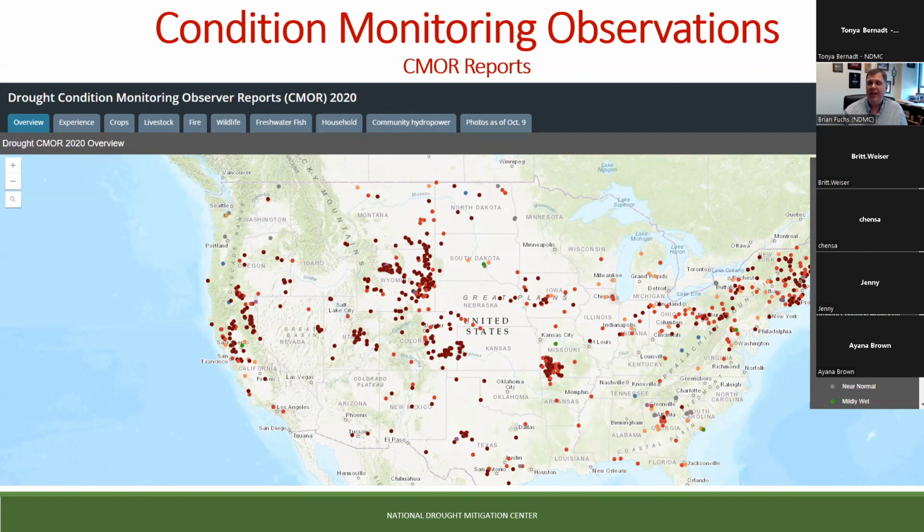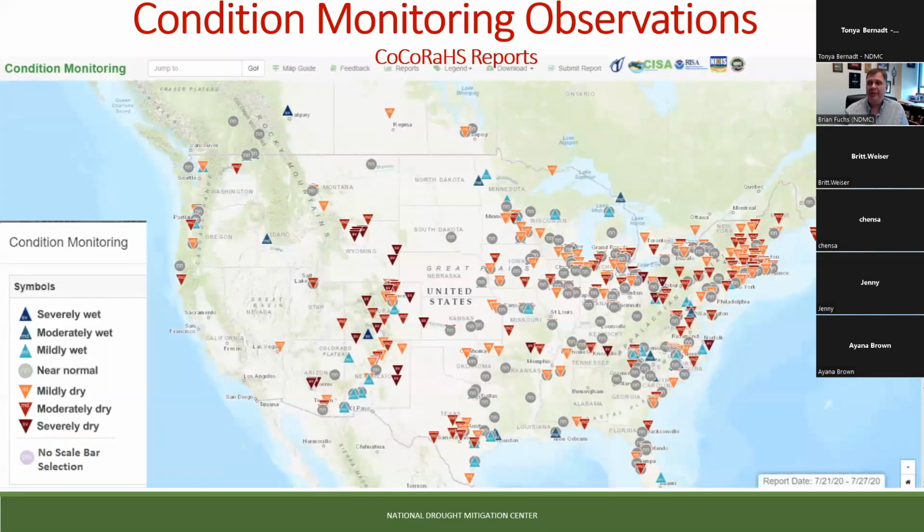And so this is one of the tools, and you can see up above the map the different tabs. So if you have a crop related condition report you want to provide, you can not only submit it that way, but then you can go back and look at all the different crop reports or livestock or wildlife or household or power, etc. And again, pictures are encouraged, but they're not required on this system. Those that are familiar with CoCoRaHS, there's a similar system, and the CMOR reporting system and the CoCoRaHS reporting system kind of work together.